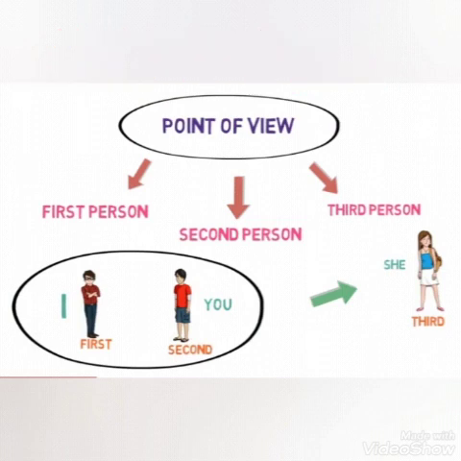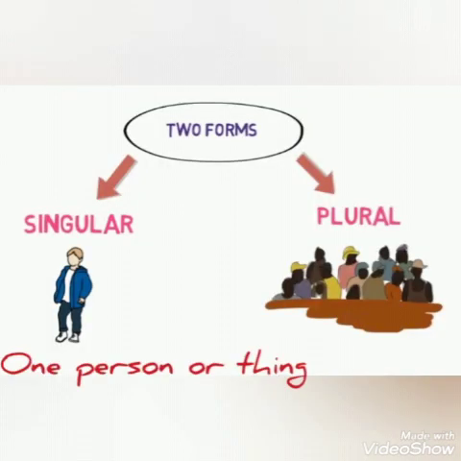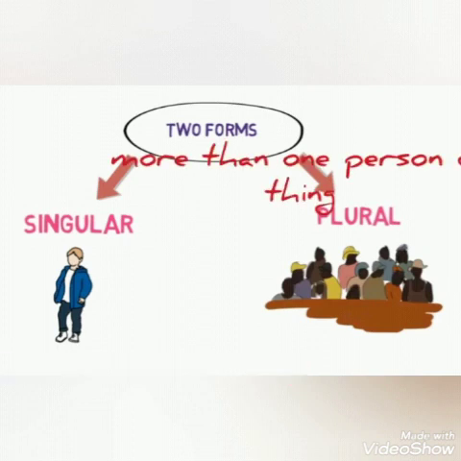Personal pronouns are then divided based on forms. There are 2 forms, singular and plural. Singular is used if we are talking about only one person or thing. And plural is used if we are talking about more than one person or thing.